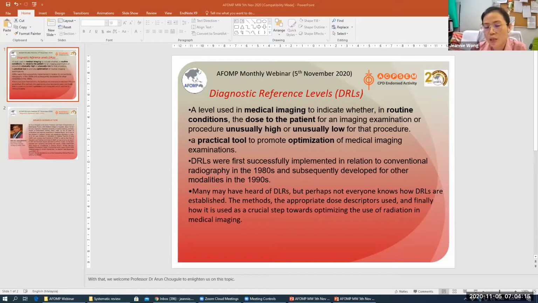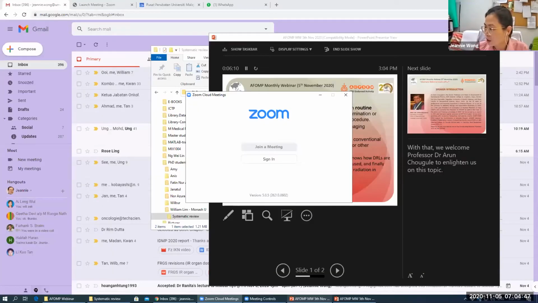Many have heard of DRLs, I'm sure, especially the clinical physicists. But perhaps not everyone knows how DRLs are established, the methods, what is the appropriate dose descriptor to use, and finally, how it is used as a crucial step towards optimizing the use of radiation in medical imaging. So today we are very privileged to have Dr. Arun Chogule to speak to us.